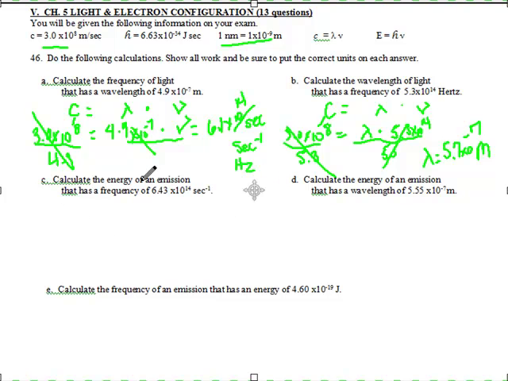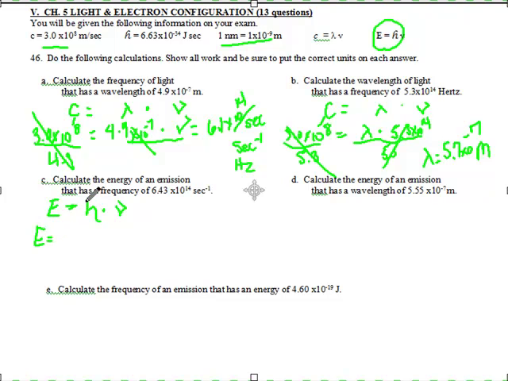Alright, C, calculate the energy. So now we have a different equation here. We're dealing with the energy of an emission that has a frequency of. So we're going to use the energy formula up here. So fill in E, that's what we're solving for. H is Planck's constant, and then you're going to plug in your frequency. So we don't know E, that's what the problem's asking.